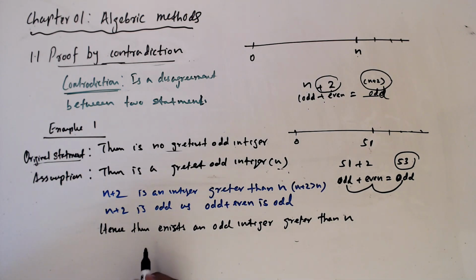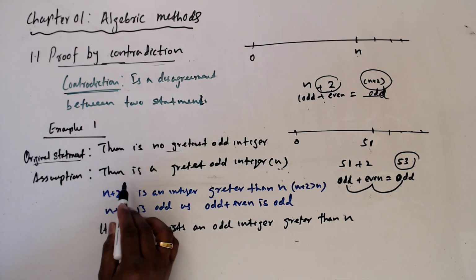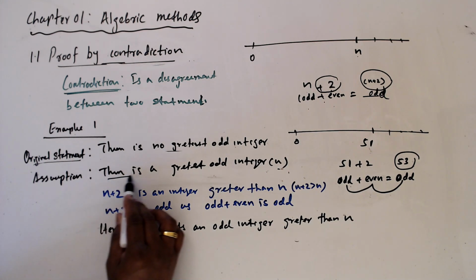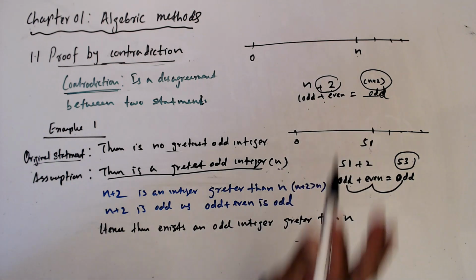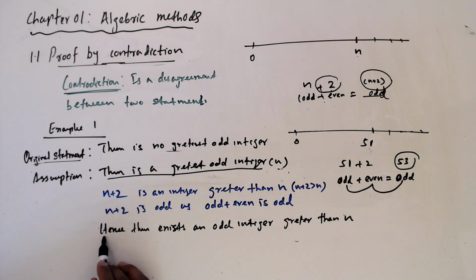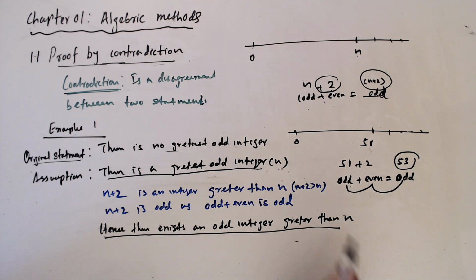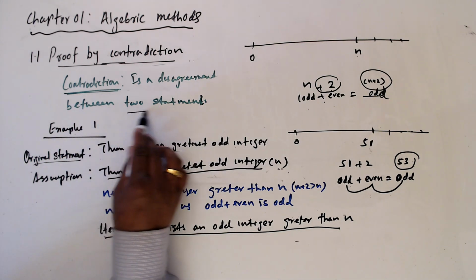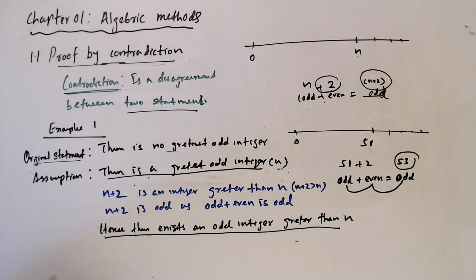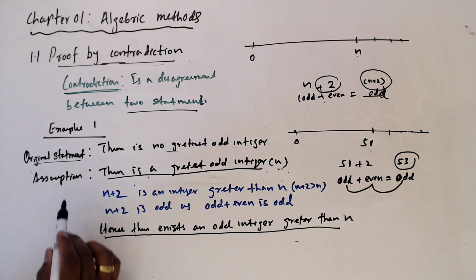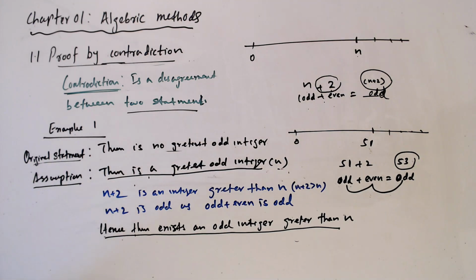Now there are two statements. There is a greatest odd integer, that is n. Now we proved that there exists an odd integer greater than n. Now these two statements, what will happen? Disagreement. So now it's a contradiction. Why is it a contradiction? Because our assumption is wrong.